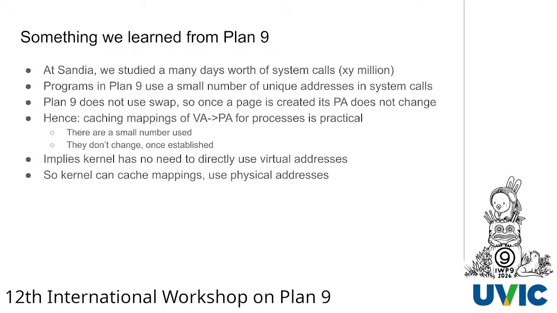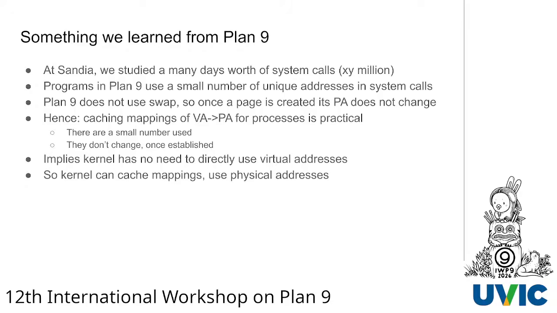John Florina and I spent a couple of days just watching all the system calls from typical Plan 9 usage. And remember, Plan 9, thank goodness, doesn't use swap anymore. So once you get a page allocated, it really shouldn't be moving around. We saw a very, very small number of unique addresses used in system calls. In fact, it was like 8. And generally, the I/O sizes were also very small.